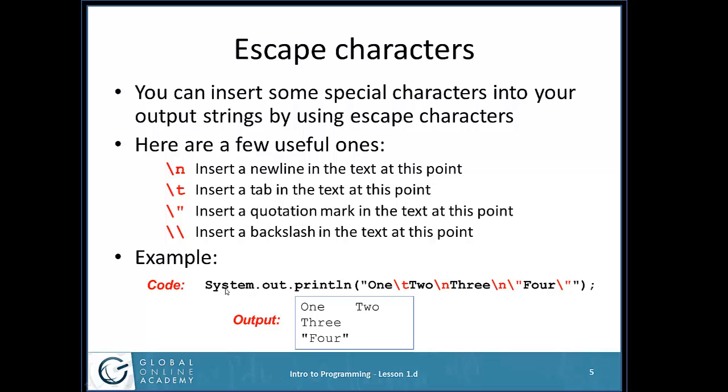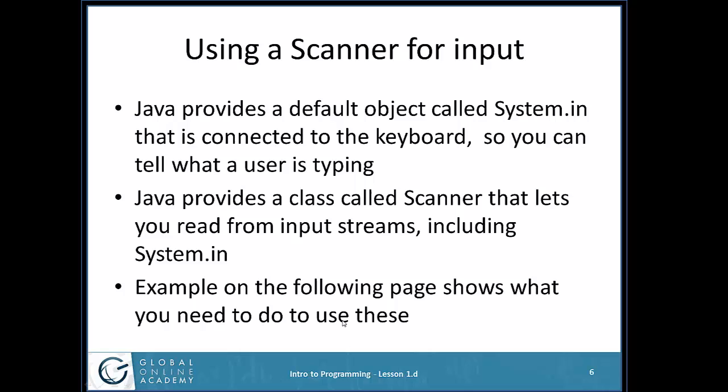So let's just see an example of that. If you had system.out.println and the one parameter you gave it was 1 \t 2 \n 3 \n \" 4 \" again, and then your double quote that ends this entire string, the output you get is 1. It tabs over and does a 2. It does a new line to put the 3 in. It does a new line again and puts in double quote 4 double quote. Okay, that's enough about output for now.